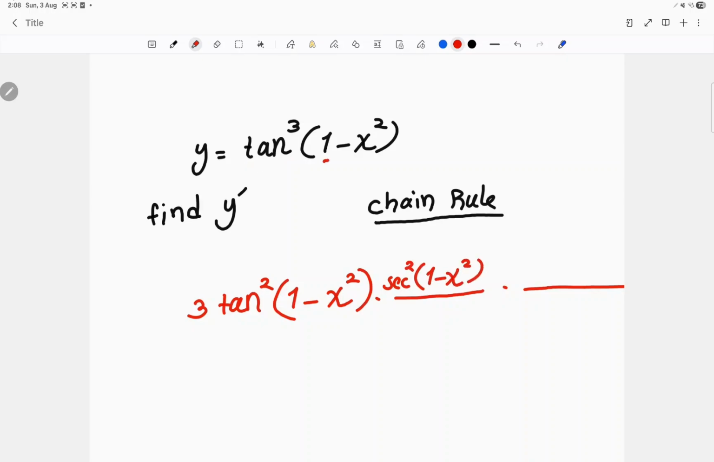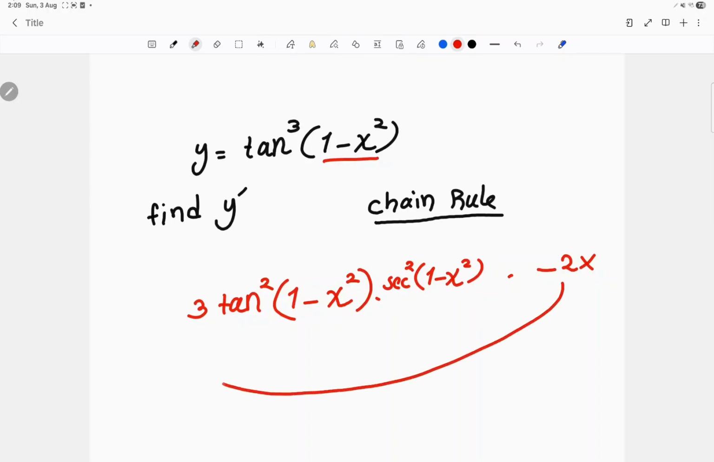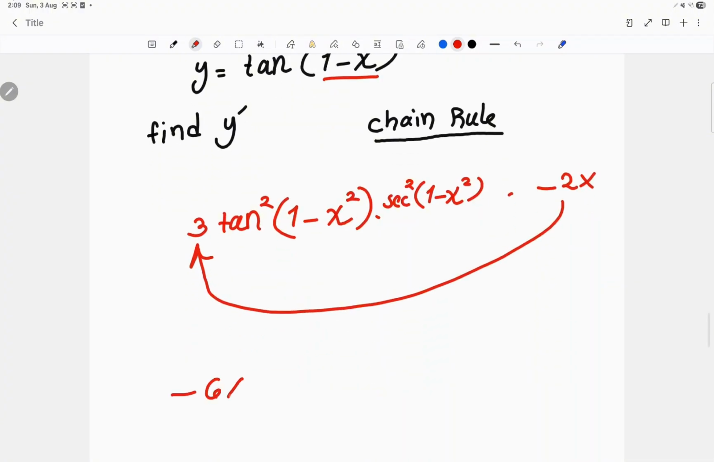And then differentiate 1 minus x squared, which is what? 1 becomes how much? 0. Minus x squared becomes what? Exactly. And that is how we do it. But in these situations, always make sure that the trig functions are toward the right side. That means this negative 2x has to be moved up front and must be multiplied by the 3. We'll get negative 6x tan squared of 1 minus x squared times secant squared of 1 minus x squared.